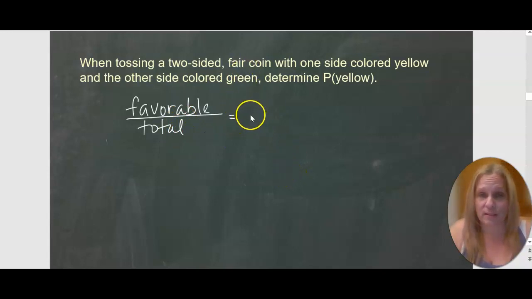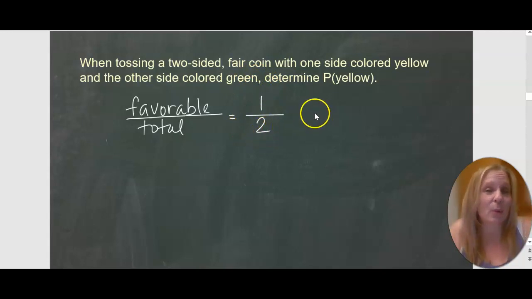So in this situation, the favorable outcome is that the coin lands on yellow, right? There is one side that is yellow out of a total of two sides of the coin, right? So there is one way that this could turn out to be yellow out of two possible outcomes. So the probability is 1/2. Now that 1/2 could be written as a decimal or a fraction or a percent, right?